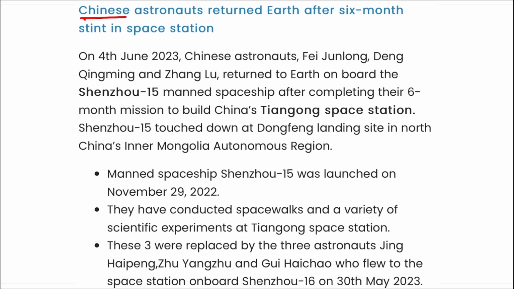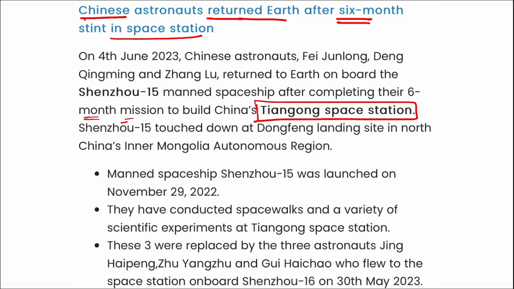Next, Chinese astronauts returned to Earth after a 6-month stint in the space station. What is the name of the Chinese space station that they are building? It is the Tiangong space station. After completing a 6-month mission in the Tiangong space station, 3 astronauts have come back to Earth. Who are they? Here you can see Chinese astronauts Fei Junlong, Deng Qingming and Zhang Lu.